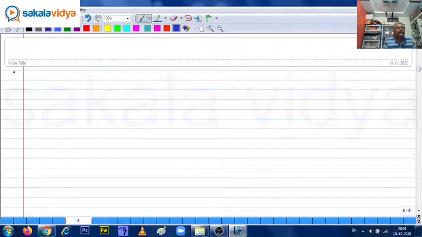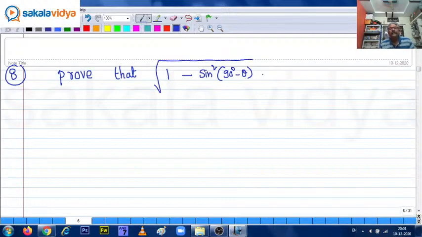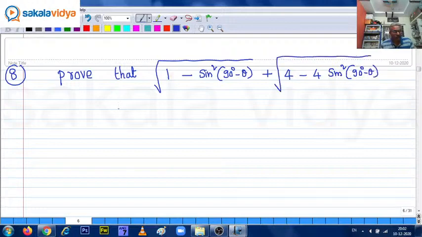Let us do one more question. Prove that root over one minus sine square of 90 degrees minus theta, plus root over 4 minus 4 sine square of 90 degrees minus theta, equals 3 sine theta.